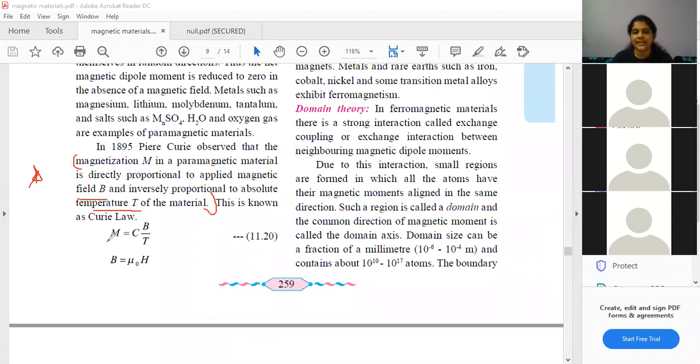Okay, so the magnetization, you can see, is directly proportional to the magnetic field and inversely proportional to the temperature. What happens when you remove the proportionality sign? You get a constant. Constant over here is capital C. Now students, they have nowhere mentioned what capital C is, so I want you all to write down over here that capital C is equal to material specific Curie constant.